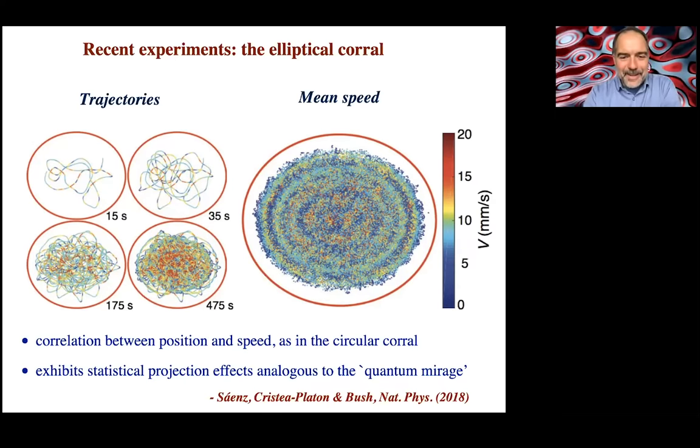But fortunately, I had an instructor in our department, Pedro Sainz, who is an equally capable experimentalist, and he looked at these elliptical corrals, and he found a similar signature. You find that there's a correlation between position and speed, which gives rise to a robust statistical signature. Okay, and he found that via topography, you can apply these sort of statistical projection effects analogous to the quantum mirage.